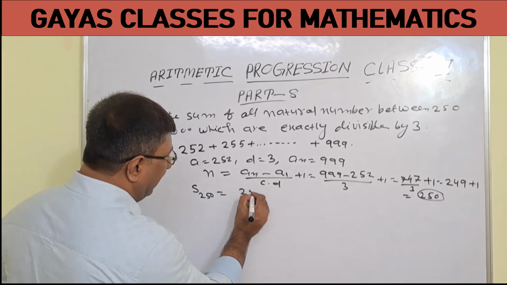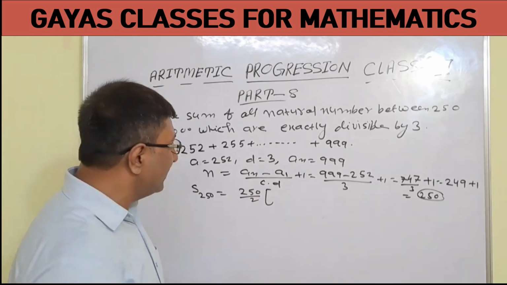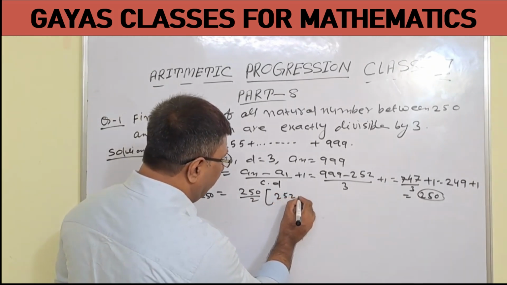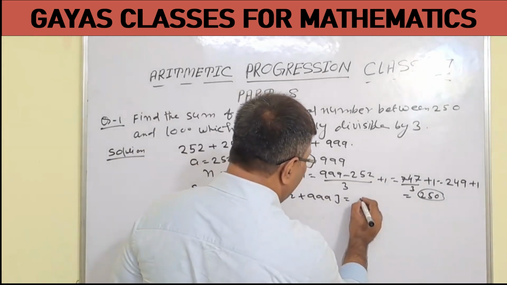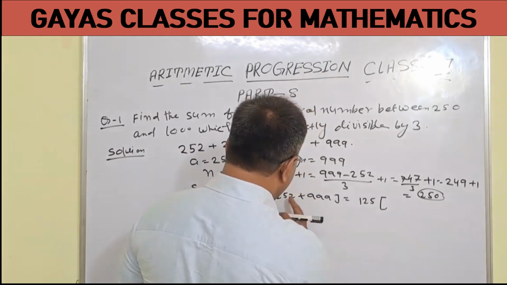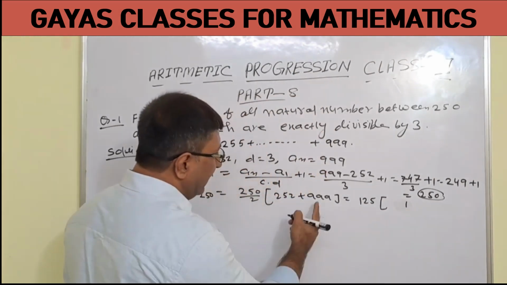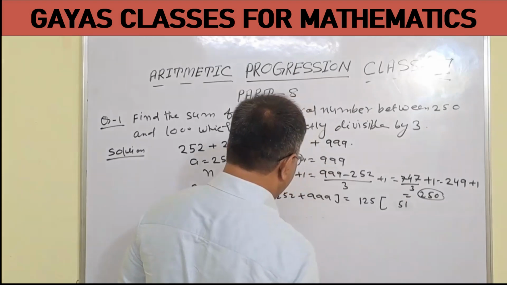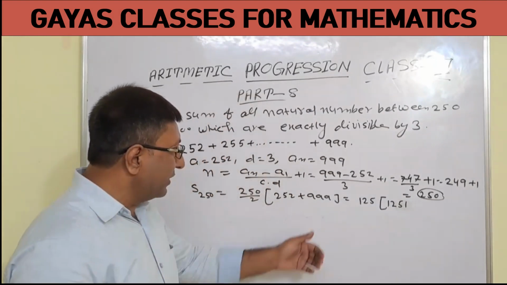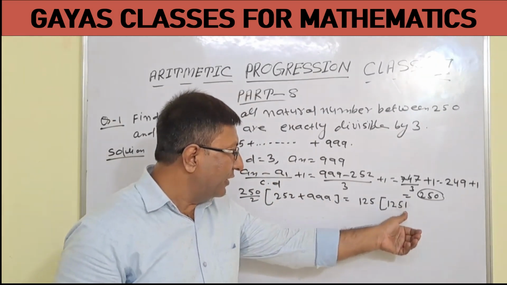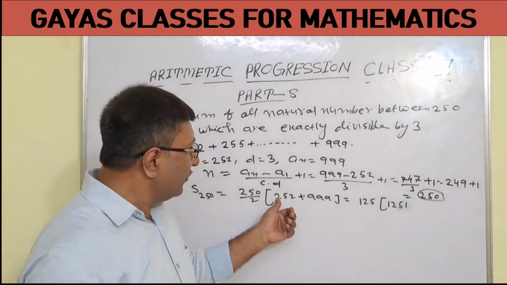The formula is n by 2 into (a plus l), that is first term plus last term. So 250 by 2 times the first term 252 plus the last term 999. When we divide 250 by 2, we get 125. Adding the numbers: 9 plus 2 is 11, carry 1; 9 plus 5, 14, plus 1, 15, carry 1; 9 plus 2 is 11, and this is 12. So the sum is 1251.